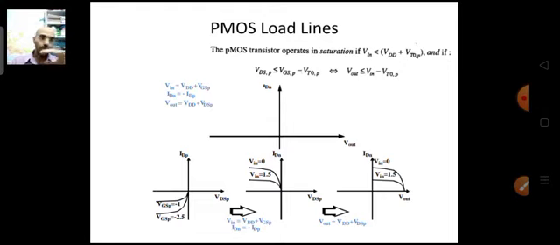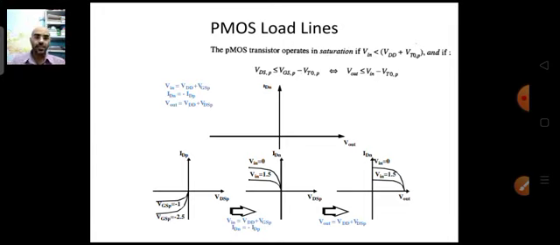So let's say we assume the NMOS is the driver and PMOS is the load, then our NMOS will lie in the first quadrant. And if you want to get the intersection of the PMOS characteristics with the NMOS characteristics, then we would like to plot the PMOS characteristics, which are initially in the third quadrant, into the first quadrant. So to do that, we shift the characteristics.